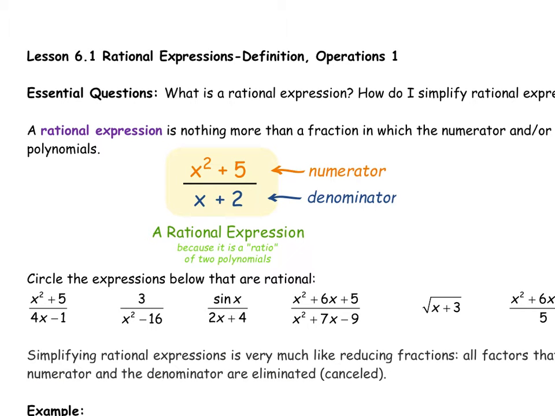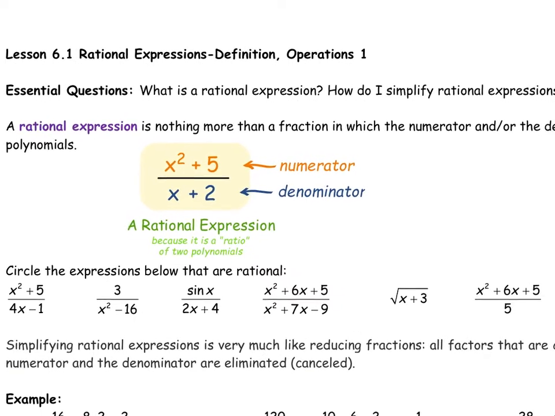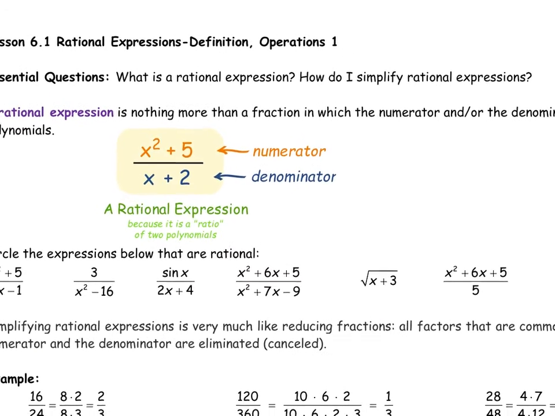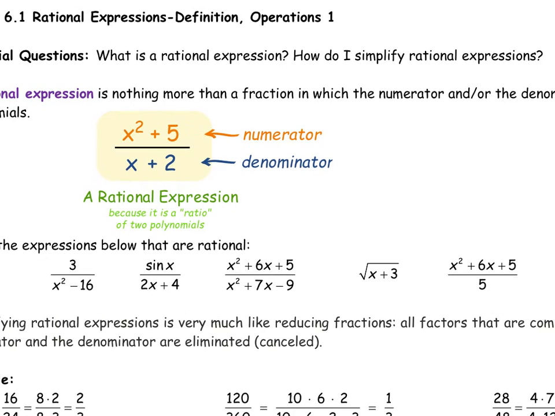A rational expression is nothing more than a fraction in which the numerator and the denominator are polynomials. So in order for it to be a rational expression, both the numerator and the denominator have to be a polynomial. The first thing we're going to do is circle those 6 expressions that would be a rational expression. I think there are 4 of them that are rational expressions.